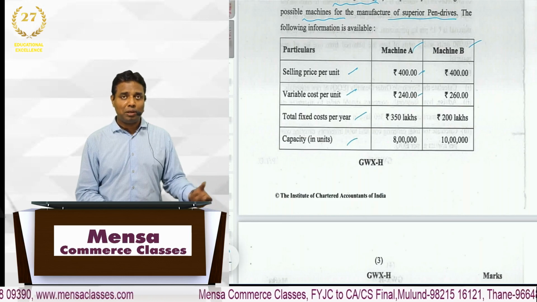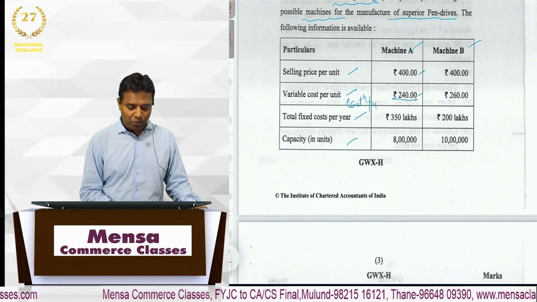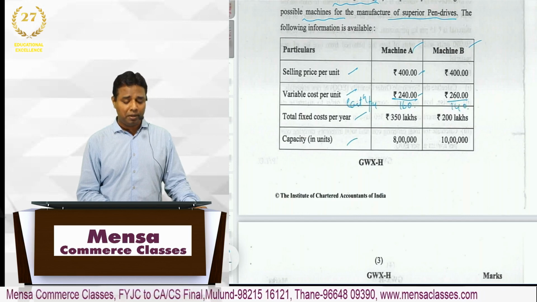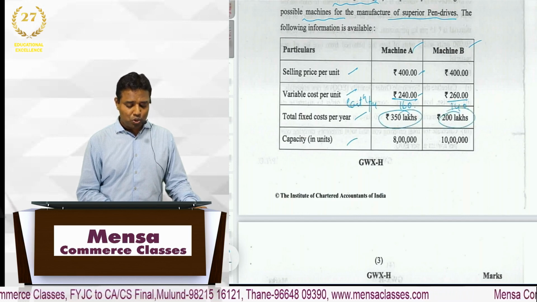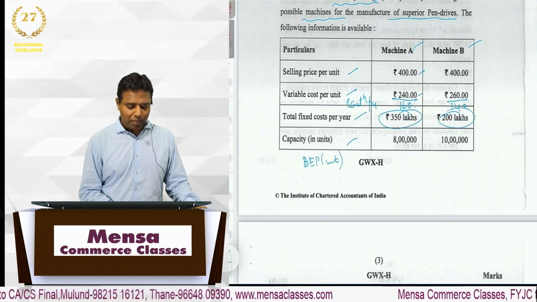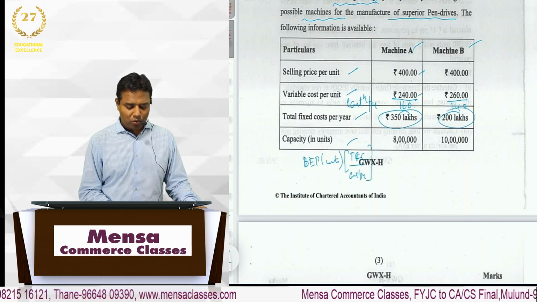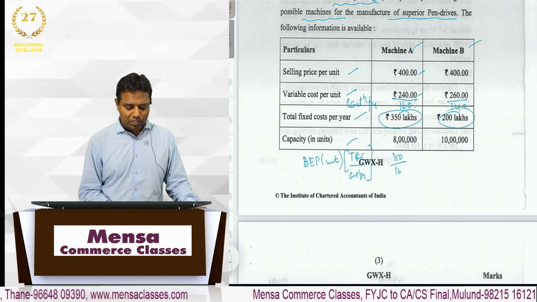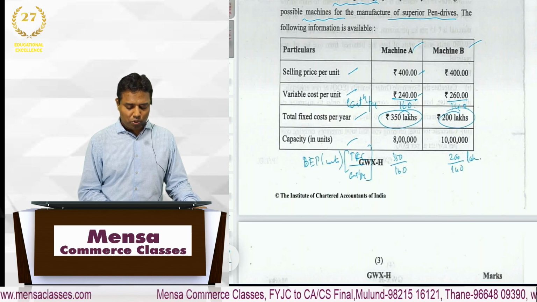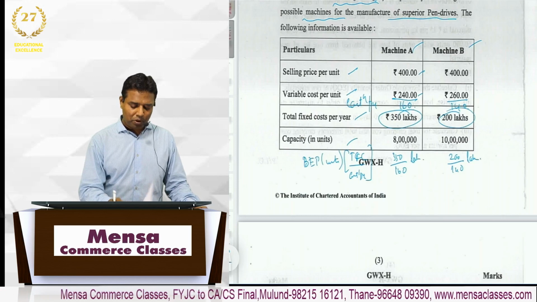That's not given, so demand is not given. So what we do is find the contribution per unit, that is 160 for machine A, and here the contribution per unit is 140 for machine B. We have the fixed cost, so we can find the BEP units. How do you get the BEP units? Total fixed cost upon contribution per unit. So that will be 350 lakhs upon 160, and here it will be 200 lakhs upon 140.